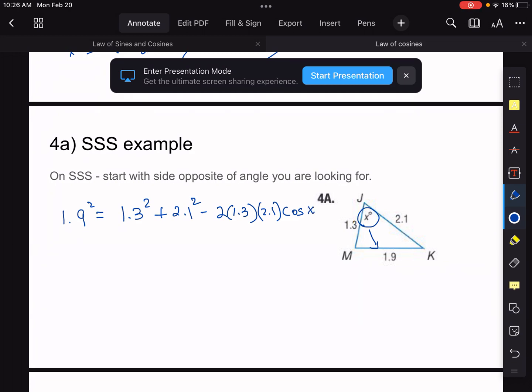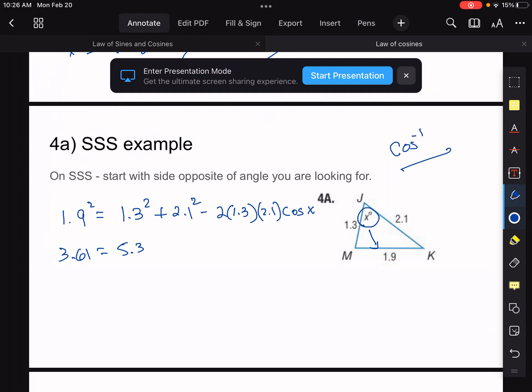We're looking for an angle, which means we're ultimately going to have to use the arc cosine or cosine inverse function to figure this out. Let's see how that works. 1.9 squared is going to be 3.61, equals 1.3 squared. I'm just doing this out on my calculator as I go here. 1.3 squared is equal to 5.3.